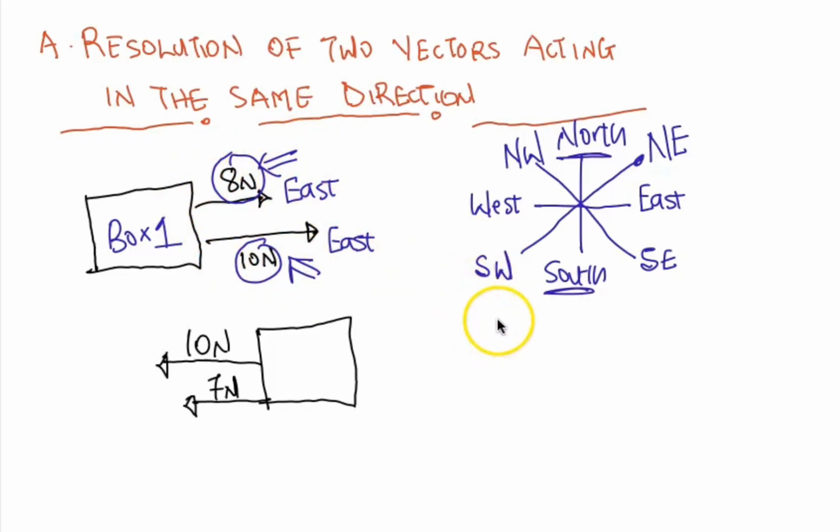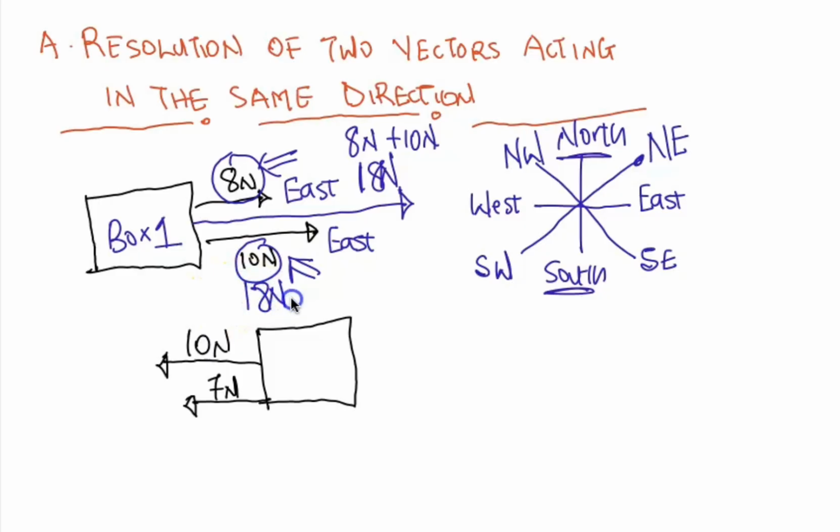So at the end of the day, we are going to have this box moving towards the east with a combined force, and the combined force is going to be 10 plus 8. So we have 8 Newton plus 10 Newton, and this will give us 18 Newton. So the box is going to move 18 Newton towards the east. So remember, this is a vector. The magnitude here is 18 Newton, and direction is also towards the east.